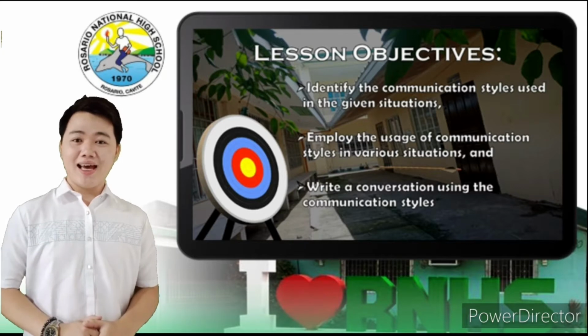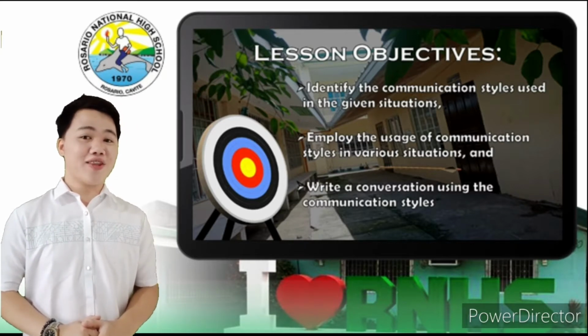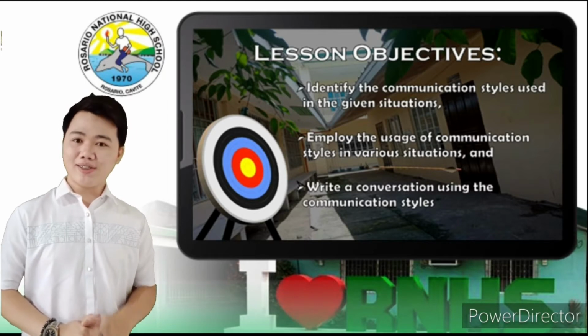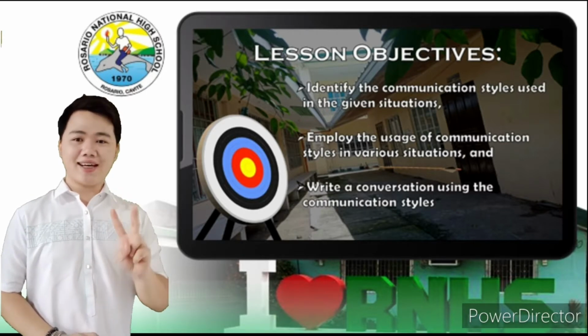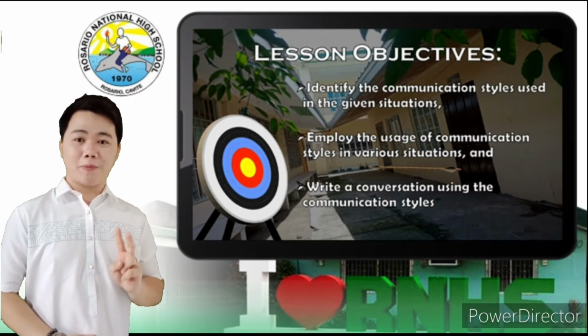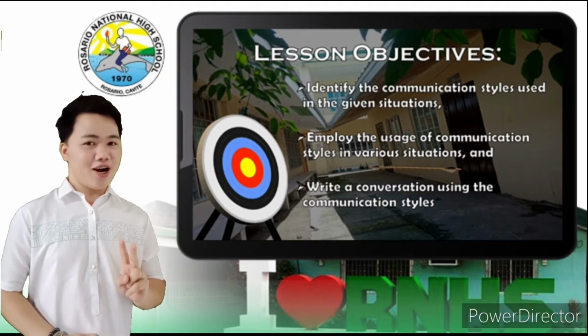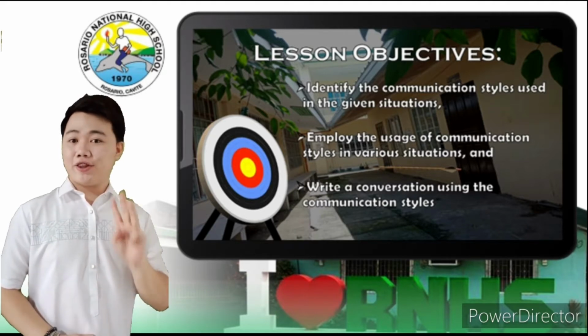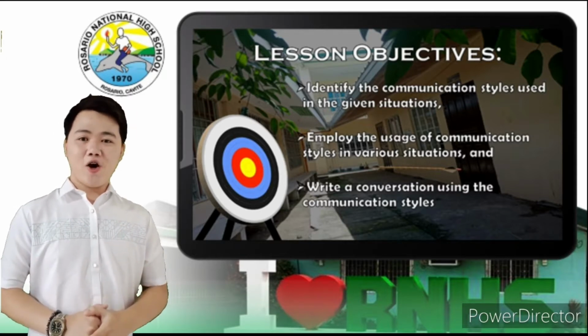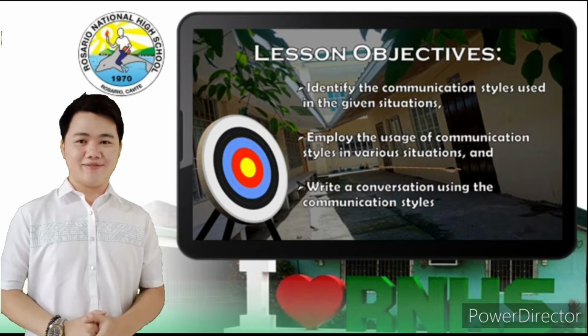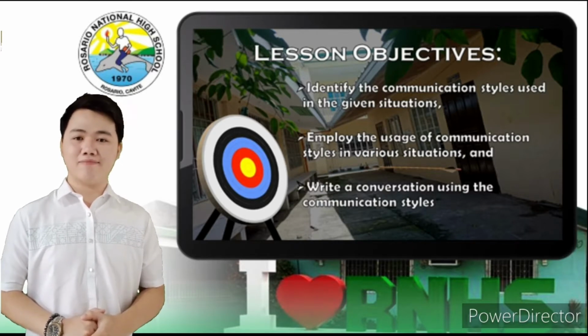But before that, let us know the lesson objectives that we need to achieve after this lesson. First, identify the communicative styles used in the given situations. Second, employ the usage of communication styles in various situations. And third, write a conversation using the communicative styles. Okay? I hope that you're all ready to learn. So let's get started.